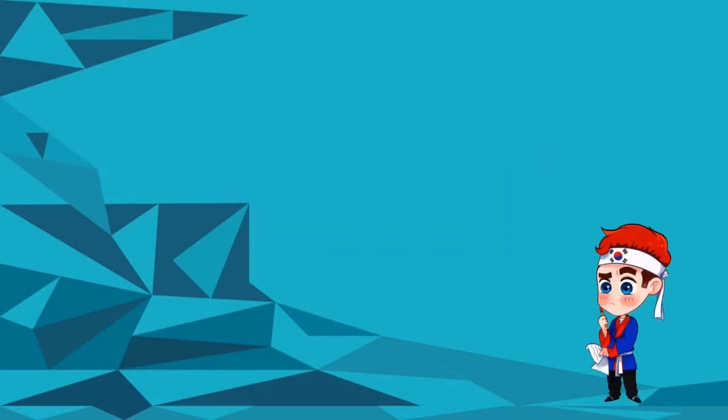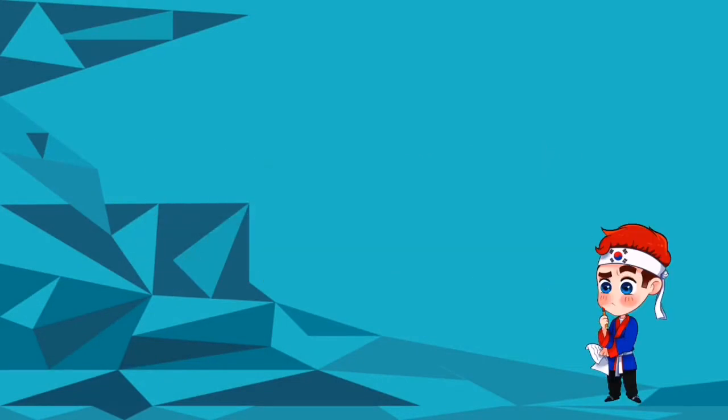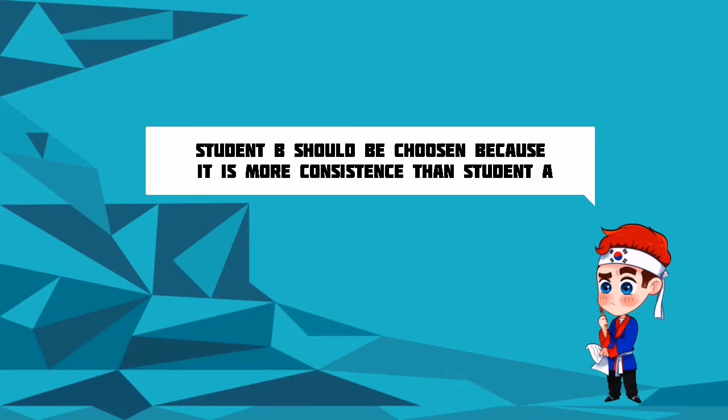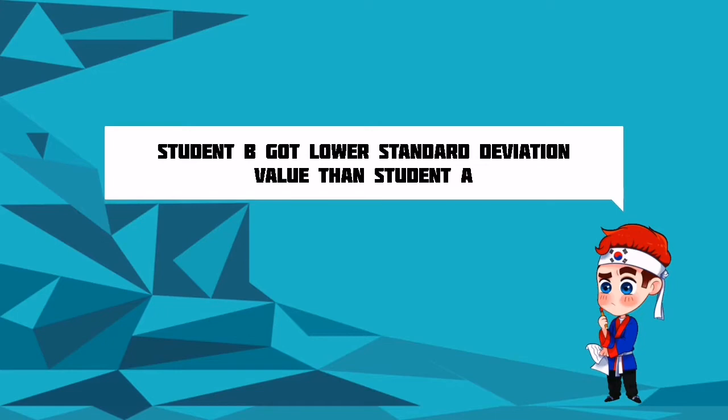Lastly, by considering the value of standard deviation for both students, student B should be chosen because it's more consistent than student A. All are determined by the standard deviation value, which is that student B got the lowest standard deviation value than student A.